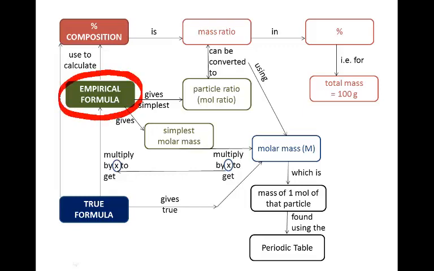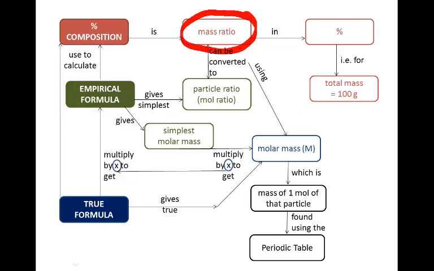The word empirical means measured. It's got to do with the direct measurements that the chemist makes. So a chemist measures the mass ratio of the different elements inside a compound, converts that to a particle ratio, and from that they get the empirical formula. And the empirical formula is also the simplest formula you can get.